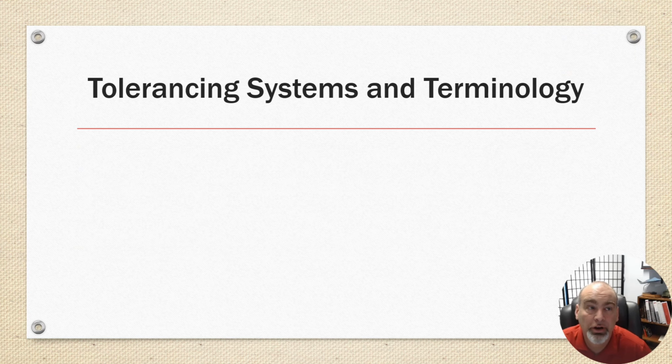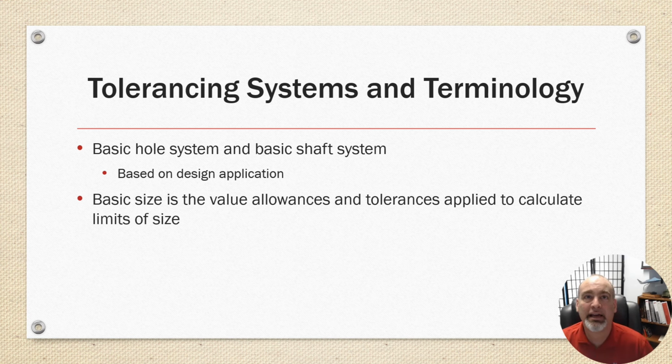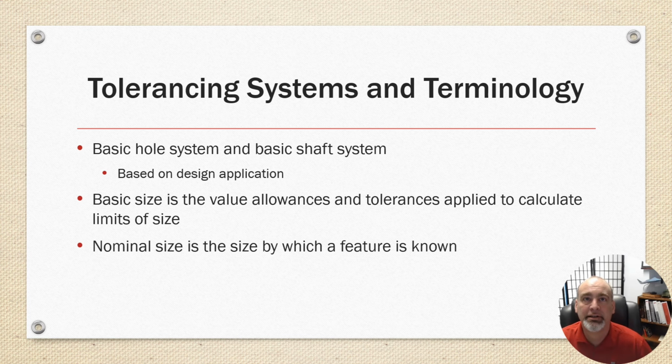Tolerance system and terminology. A basic hole system and basic shaft system exists. It's based on the design application. The basic size is the value to which allowances and tolerances are applied to calculate limits of size for the application. Nominal size is the size by which a feature is known, but it may not be the actual size of the value. So I mentioned a 1/4-20 bolt. Its nominal size is 1/4 inch, but if you measure it and want to make it, you have to use a more accurate system than the fractions.